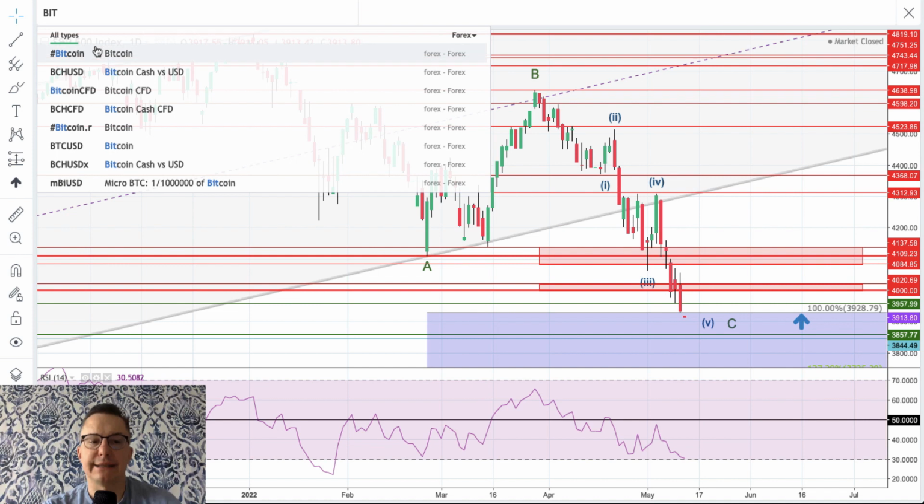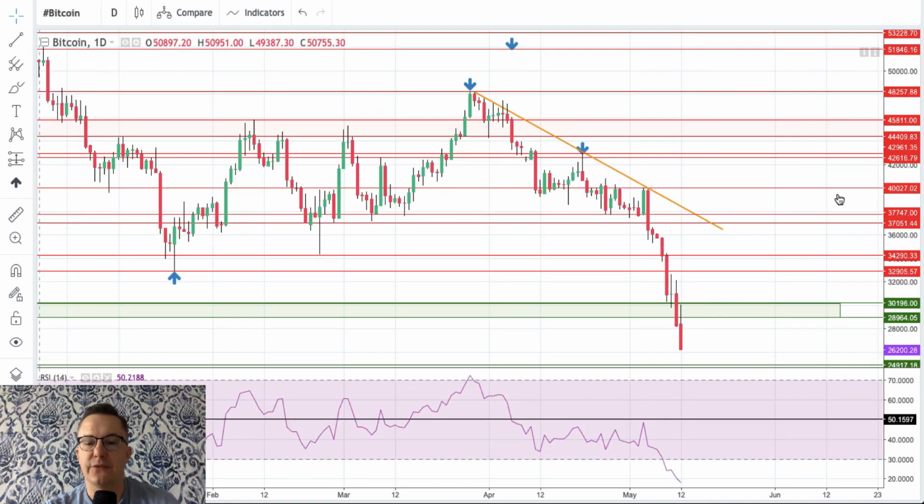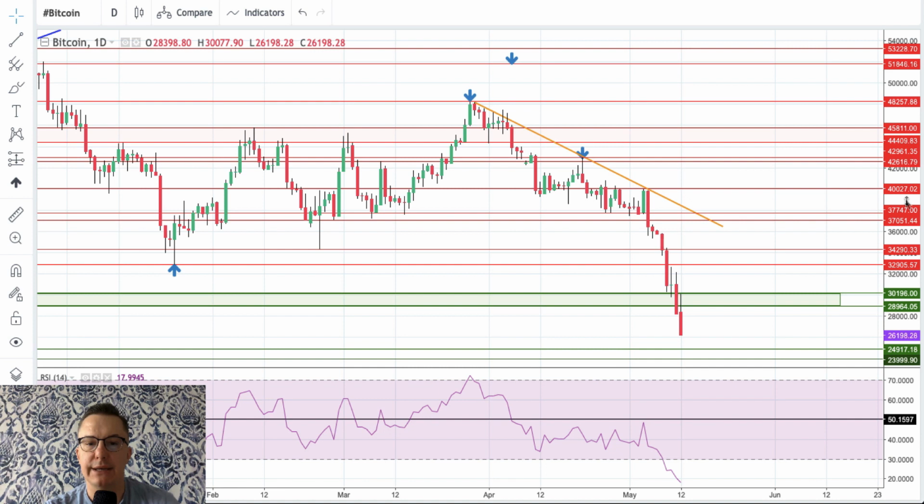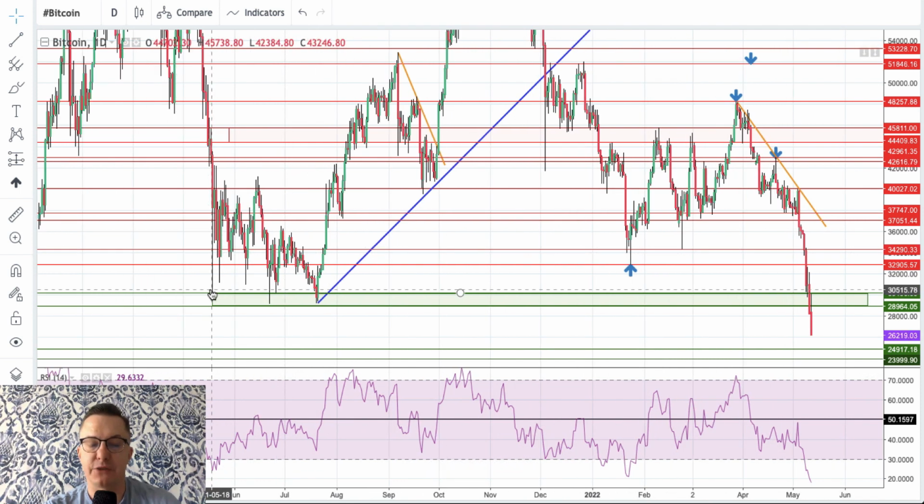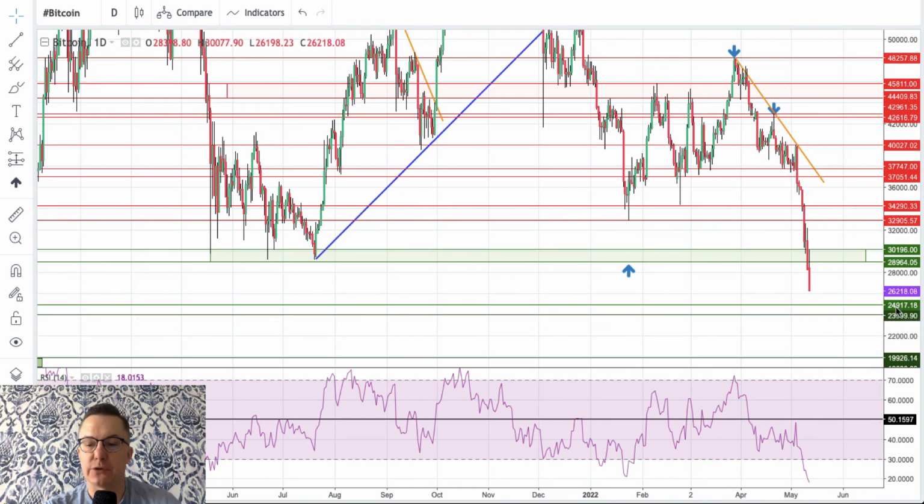And last but not least, let's take a look at what is going on in the cryptocurrencies in the form of Bitcoin. Bitcoin is dropping like a stone, and it just dropped below the 30,000 level. This level is of course the big support from May 2021, now clearly violated, clearly broken, and we are heading lower. We are heading lower towards 24,917, 23,991. This is the next zone for bulls.